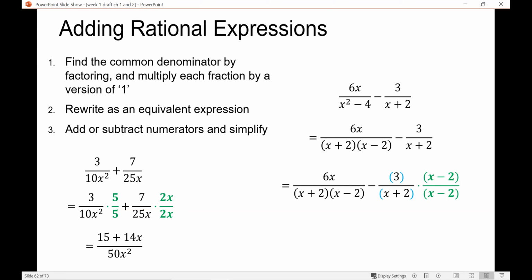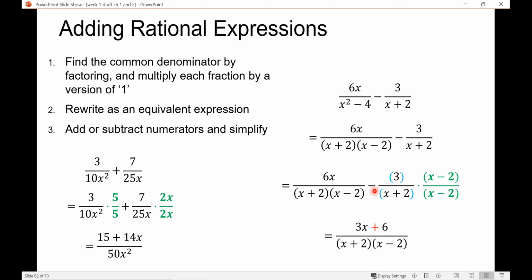Okay. So we're going to multiply by this version of 1, x minus 2 over x minus 2. Now our denominators are the same. We have to distribute that 3 to the x and that 3 to the negative 2, so we do 3 times x and 3 times negative 2. But remember, this whole thing is being subtracted. So we're going to end up with a 3x and a negative 6, but we are subtracting all of that. So we are going to subtract this negative 6, which gives us the positive 6.